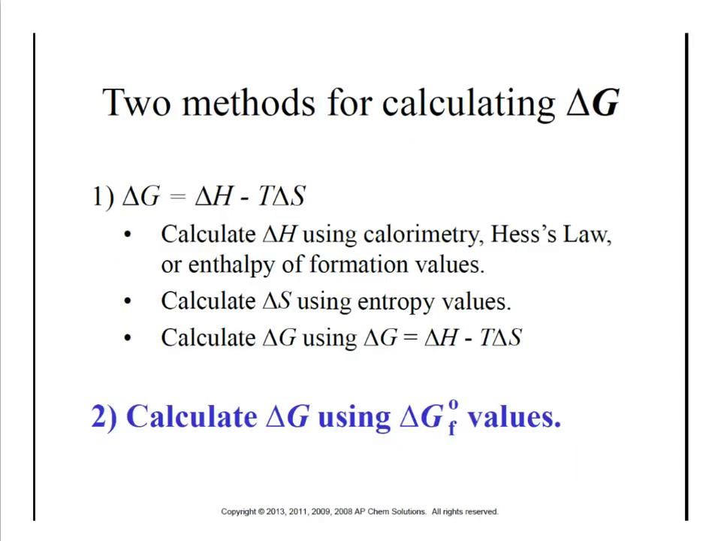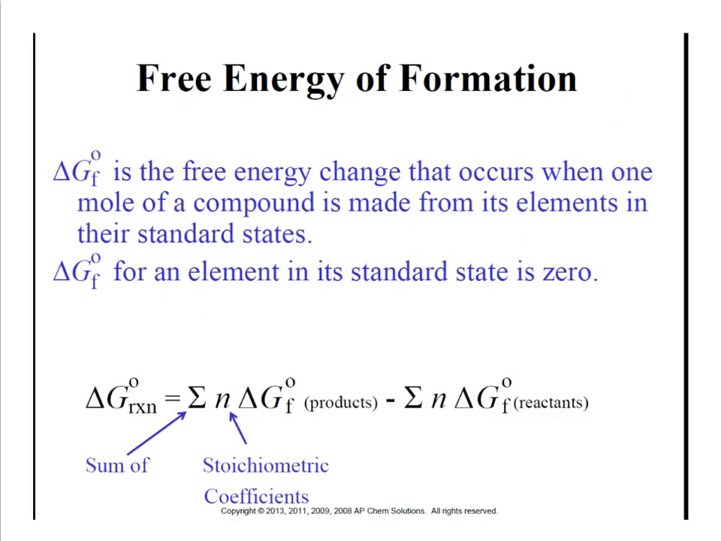And the second method is using the standard Gibbs free energy of formation. This is a similar process to what we've done before. So it's the same general equation that we've seen before. The delta G for a particular reaction at standard state conditions is equal to the sum of the balancing coefficients times the delta G's of formation for the products minus the reactants. Once again, these values are given for you in appendix number 3 in the back of your textbook, along with the delta H and delta S's.